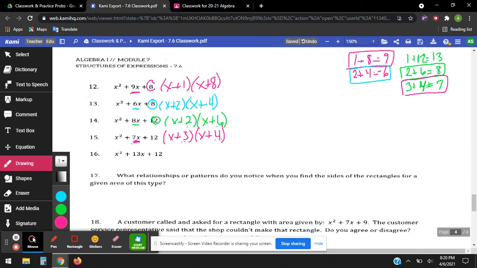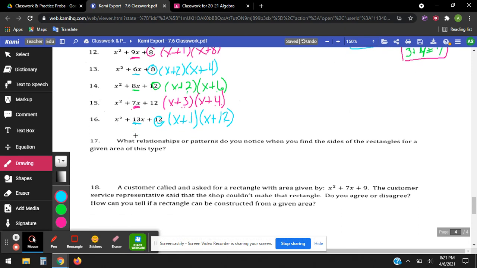And for my last one, I need to equal 13. Well, 1 plus 12 equals 13. So I need x plus 1 and x plus 12. 1 plus 12 is 13. 1 times 12 is 12. So that's how we can break those down, looking at the factors and deciding which ones add to get my center numbers, my b.